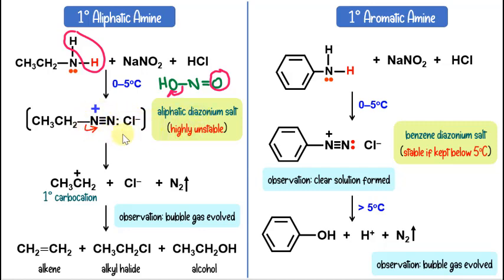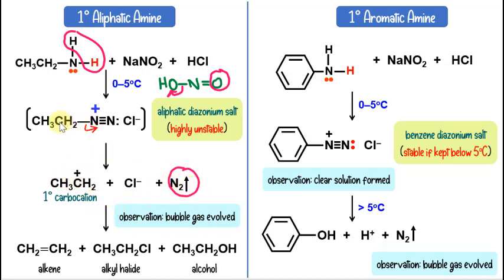It is highly unstable, so we will not obtain this product. Actually, this one will break the bond between the carbon and nitrogen, and the nitrogen takes both electrons. It will produce nitrogen gas. So the observation that we obtain for this reaction for primary aliphatic amines is bubbles of gas evolving. We will see nitrogen gas evolve in the solution.